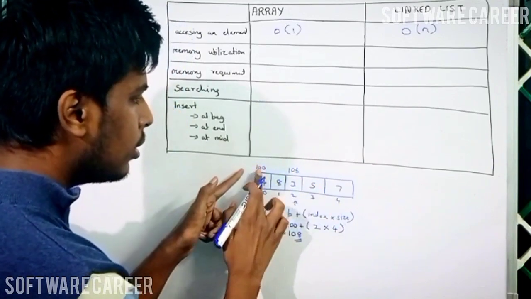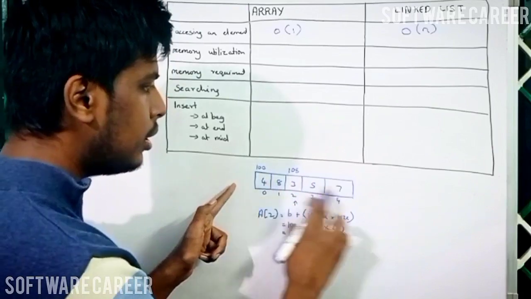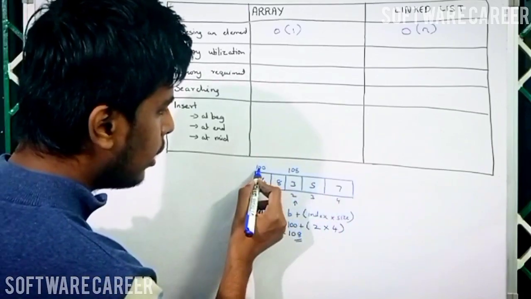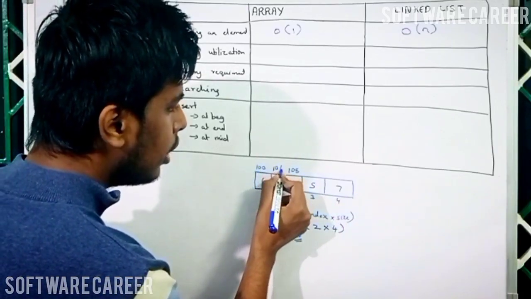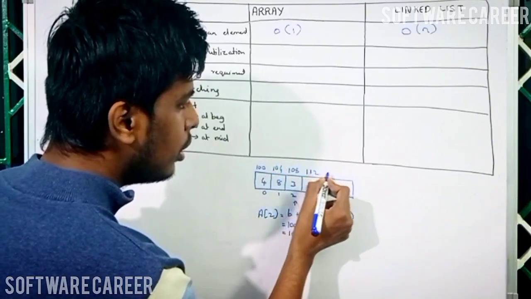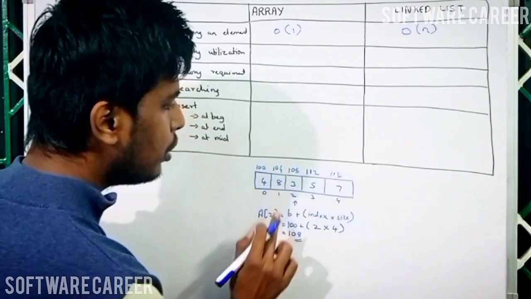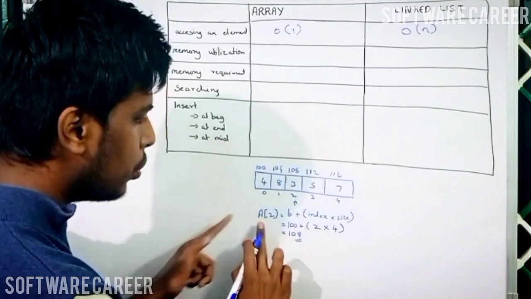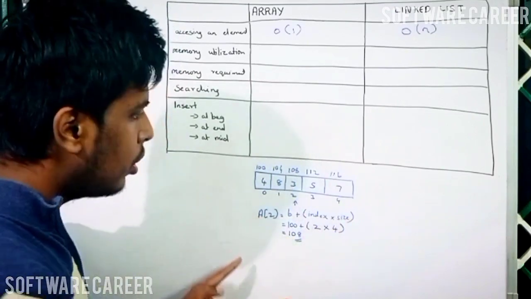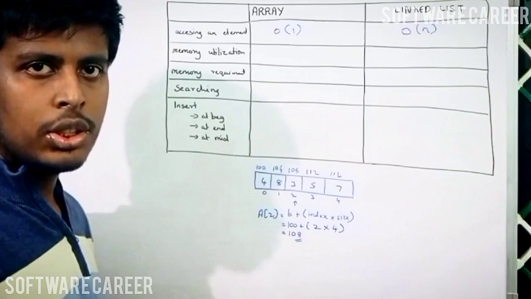Now if you see, each integer takes 4 bytes, right? So see, 100, then 104, then 108, then 112, then 116. You have found the address of index 2 using this formula within a single step. So it takes time complexity O of 1.